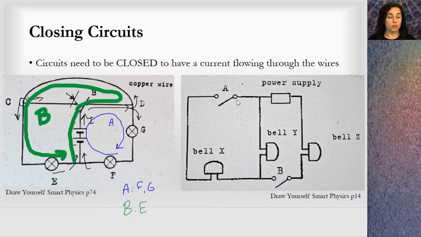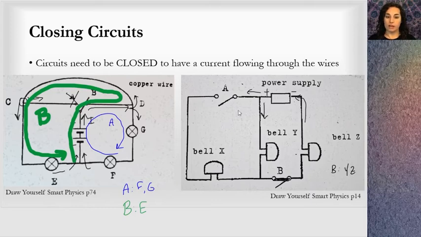If we want current to flow in this circuit, and let me put the positive and minus back in, we can get it to go in this direction. We have to close at least switch B so that the current can flow back into the negative side of the battery. So if I close switch B, I can get bell Y and bell Z to ring.